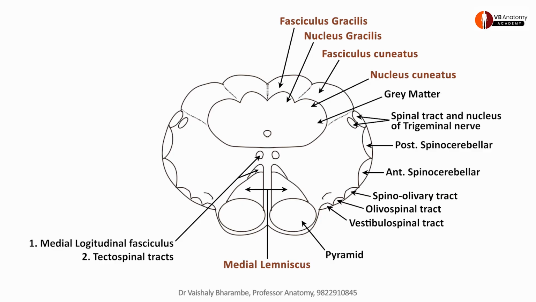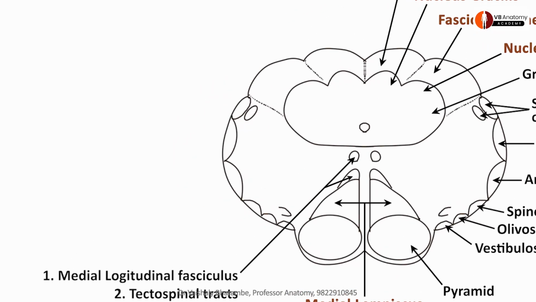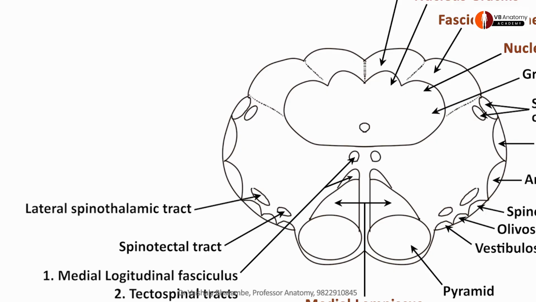Okay, now at a deeper level, you have the spinotectal tract and the lateral spinothalamic tract. If you're drawing lateral spinothalamic, what should you draw at a deeper level? Of course, the rubrospinal tract. Okay, now what? Now let's begin to add nuclei to the grey matter.